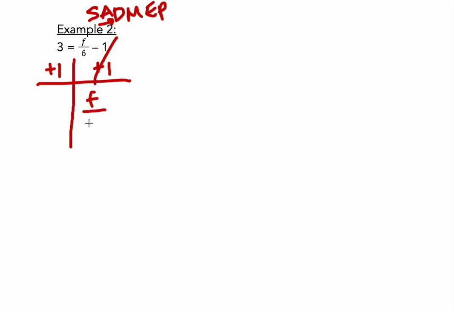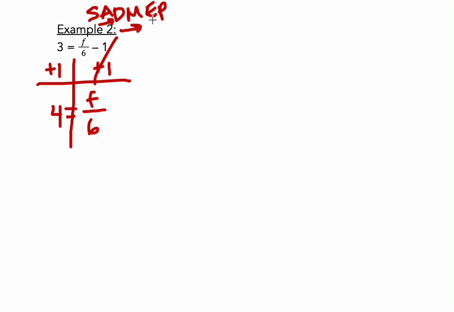So now I have just f divided by 6 on the right-hand side, and then on the left-hand side, I have 4. We did the same thing on both sides so that we could keep this equation equal and balanced. We did the opposite operation because according to SADMEP, we got to do the opposite operation in the reverse order. That canceled out the minus 1. So now we have 4 equals f divided by 6.